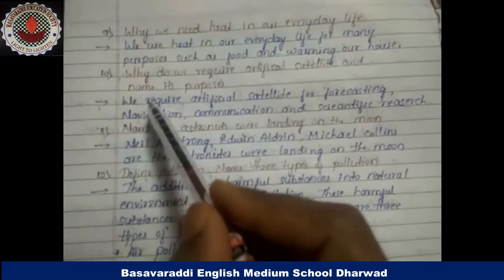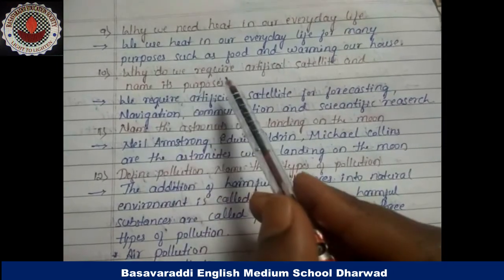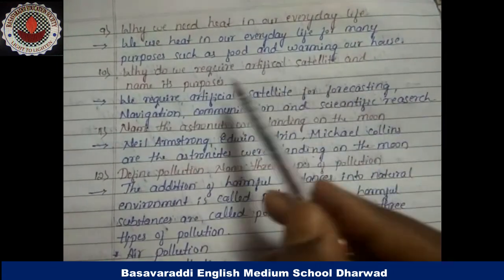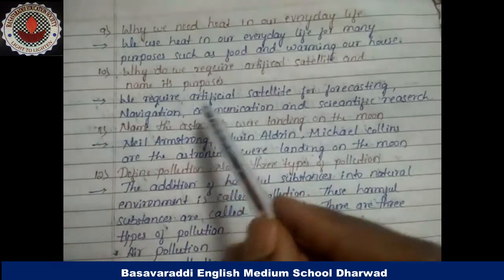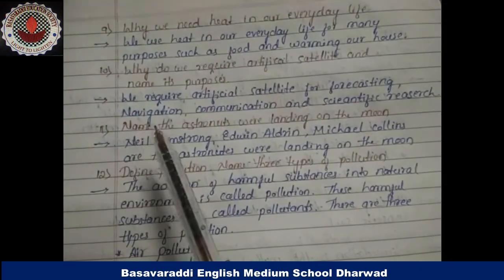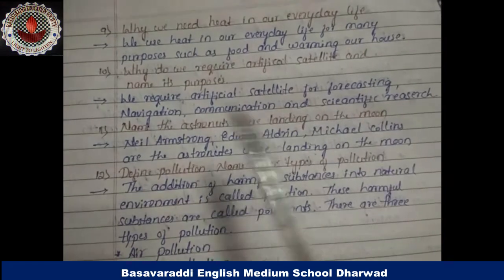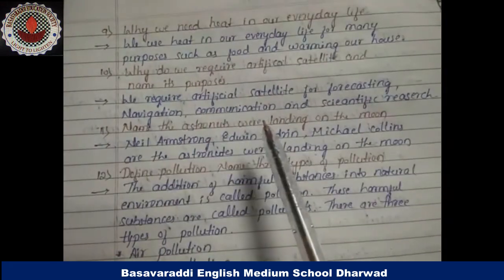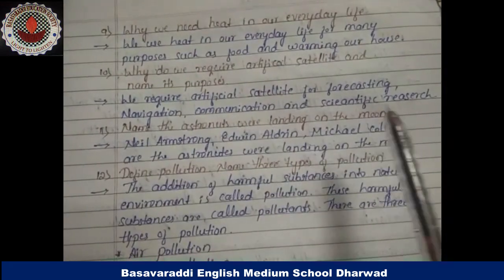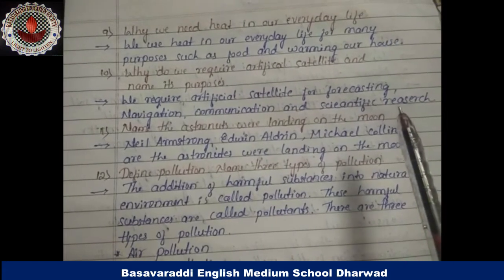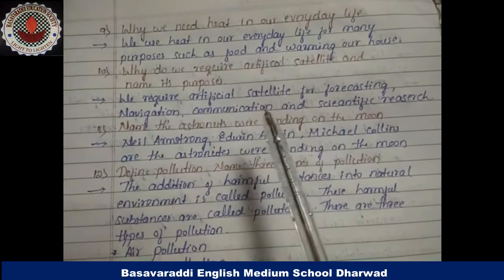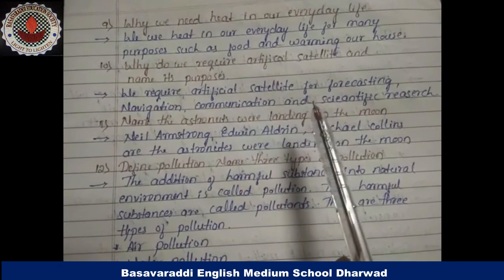Next, the 10th question. Why do we require artificial satellite and name its purposes? Answer, we require artificial satellites for forecasting, navigation, communication and scientific researches. Okay, these are the purposes we require artificial satellites.